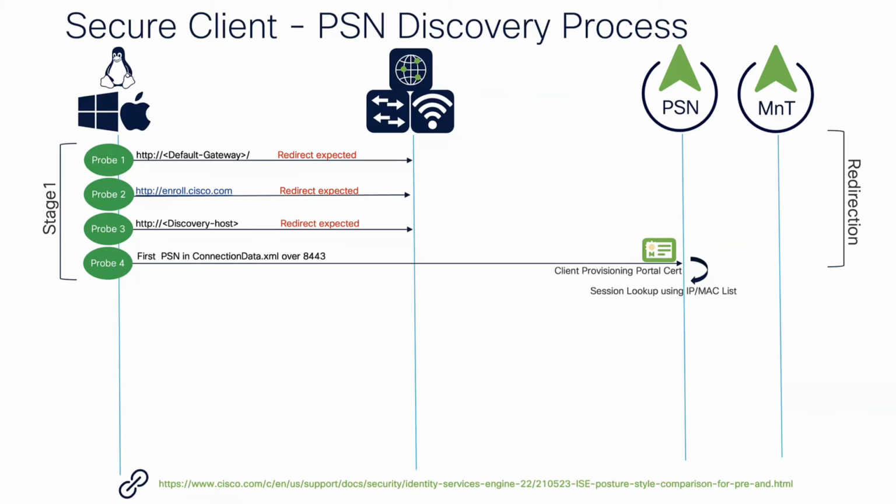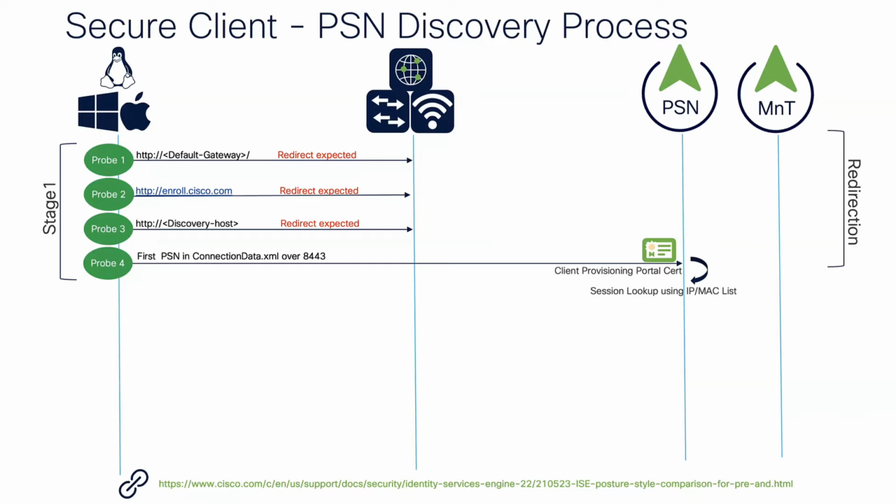Basically, if you look at probe 1, the Cisco Secure Client tries to access HTTP over the default gateway. Probe 2, it will try to contact enroll.cisco.com over HTTP. Probe 3, it will try to contact the discovery host. And the main intention for the first 3 probes is to get a redirect ACL or a redirect URL. That URL redirect is going to contain the PSN FQDN and the port number that it's supposed to contact.